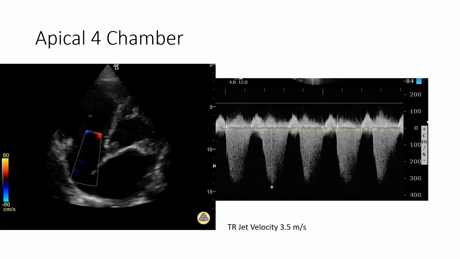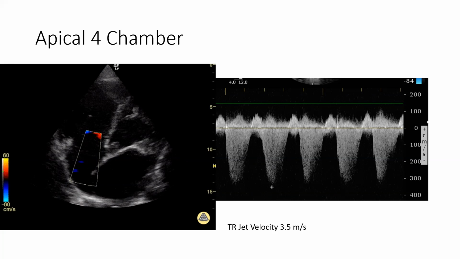And then we have to make an estimation of the CVP. So if you have a central line, that's great. We probably don't have a central line in this patient yet. But based on what we've seen already, we've got a dilated right ventricle. We've got some septal bowing into the left ventricle. I think a conservative estimate would be 10. I think that's very conservative.